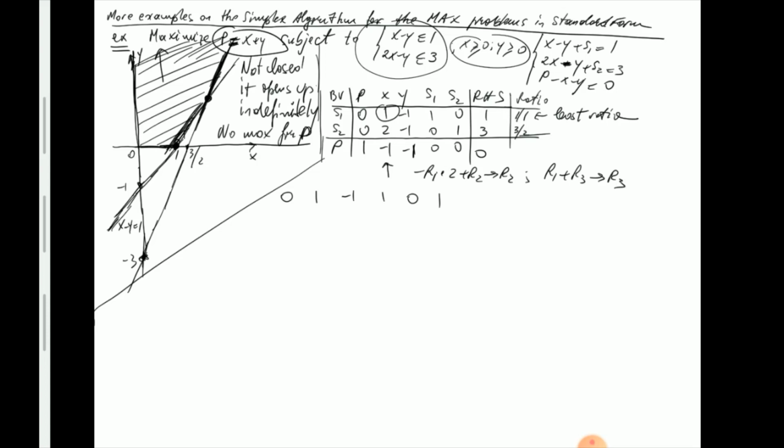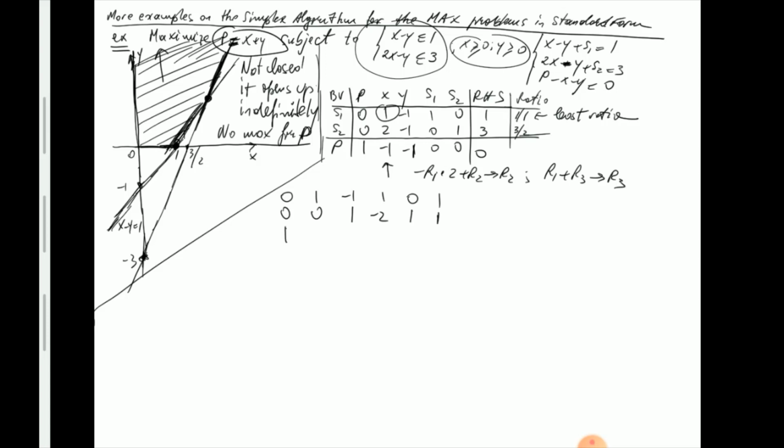Then the next row, minus 2 row 1 plus row 2. So it's going to be 0, 0. Minus 1 times minus 2 becomes 2. Minus 1 is 1. Minus 2 times 1 plus 0. Minus 2 times 0 plus 1. Minus 2 times 1 plus 3 is 1.